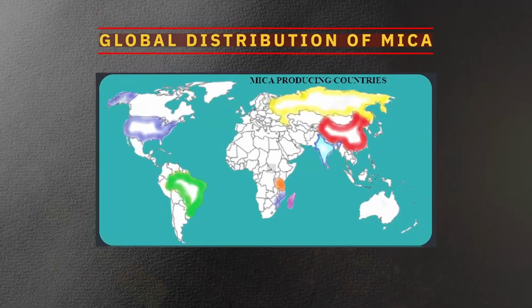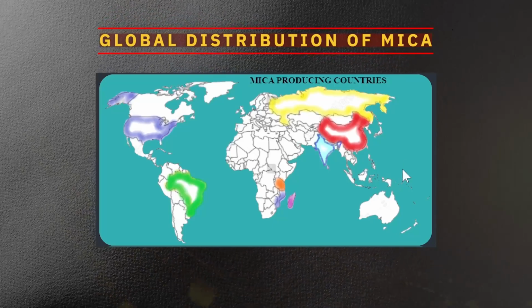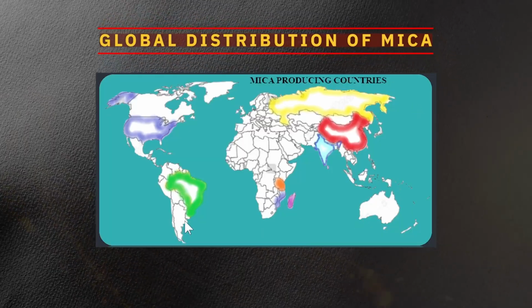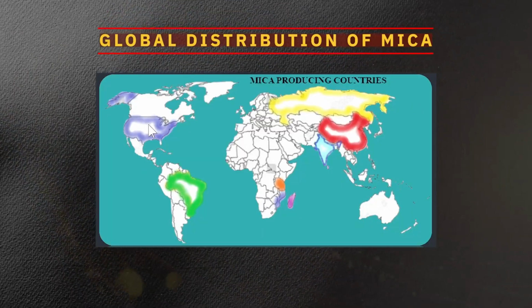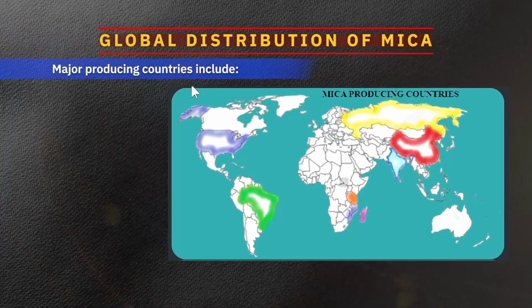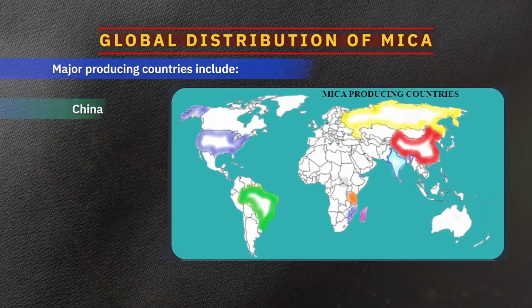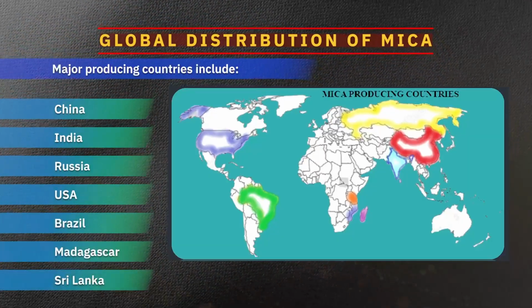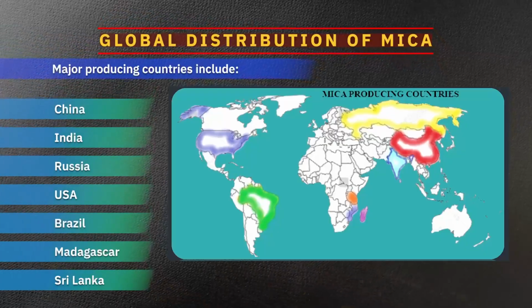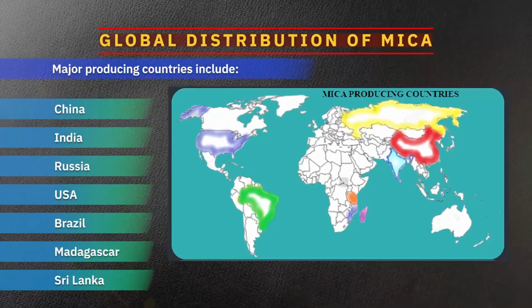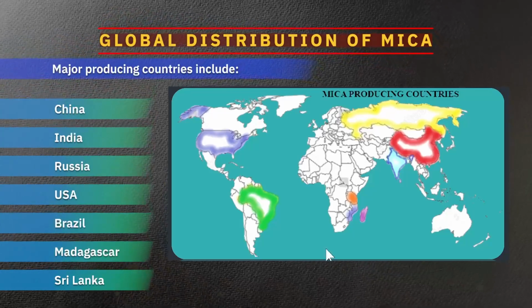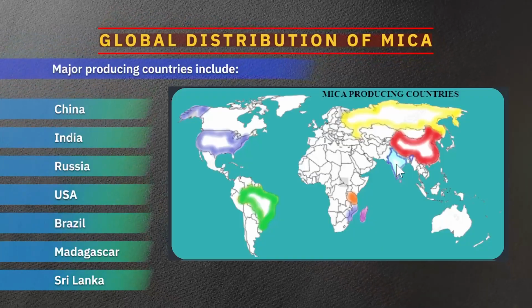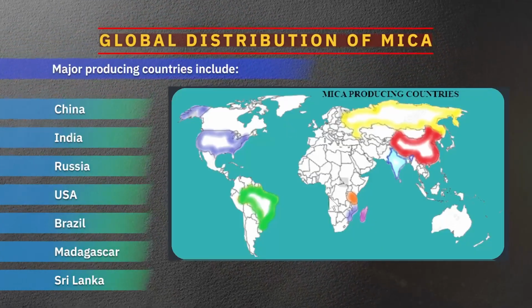Here, the global distribution of mica has been shown. With the help of this global image, we can easily understand in which places mica is mainly deposited. See, major producing countries of mica include China, India, Russia, USA, Brazil, Madagascar, Sri Lanka, where China is currently the largest producer, but India remains a major exporter of sheet mica. India also plays a vital role due to its high content and high quality of mica in the global market.